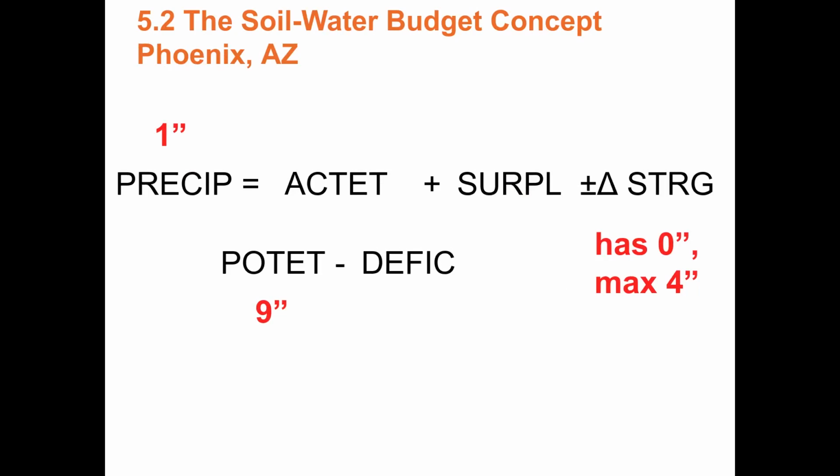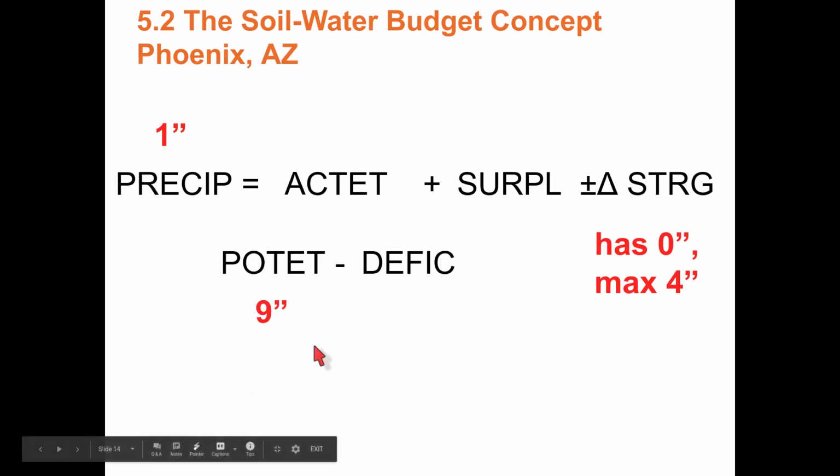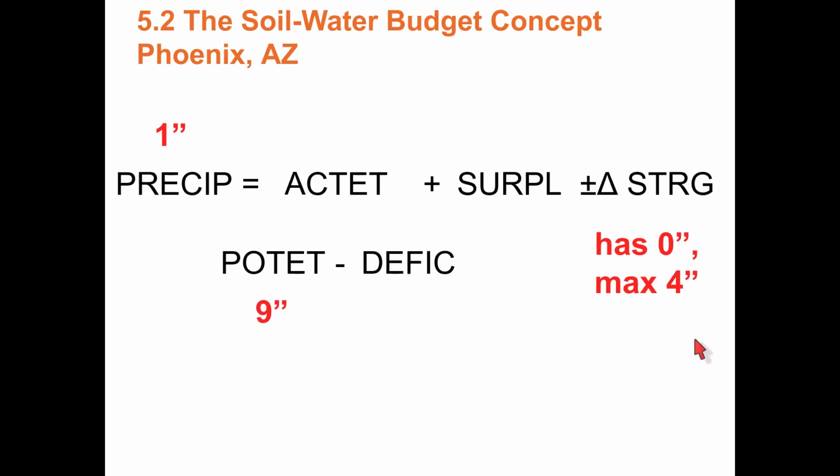Let's take a look at Phoenix. Phoenix in the summertime has 1 inch of precip. They get monsoonal rain in the summertime. Big thunderclouds come. 9 inches of potet. There's nothing in the soil because it's dry in Phoenix, Arizona. So you should have predicted that we're going to see a deficit. And the deficit's going to be 8. We know that because all the water we have access to is 1 inch. If actet is 1, 9 minus 8 equals 1. So we've got 1 inch of actet, no surplus, and there's going to be no change to the storage. It was 0 inches, it's still 0 inches, and now it's 0 inches, so no change there.